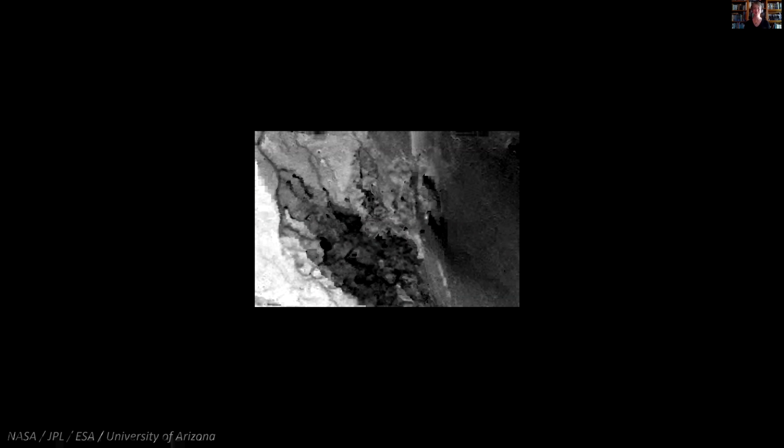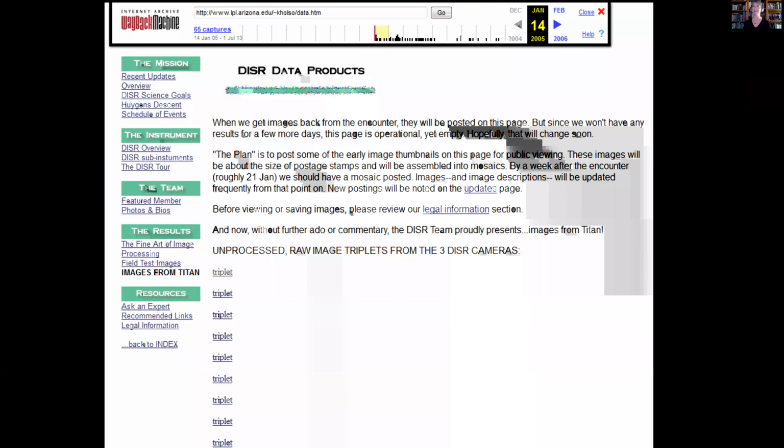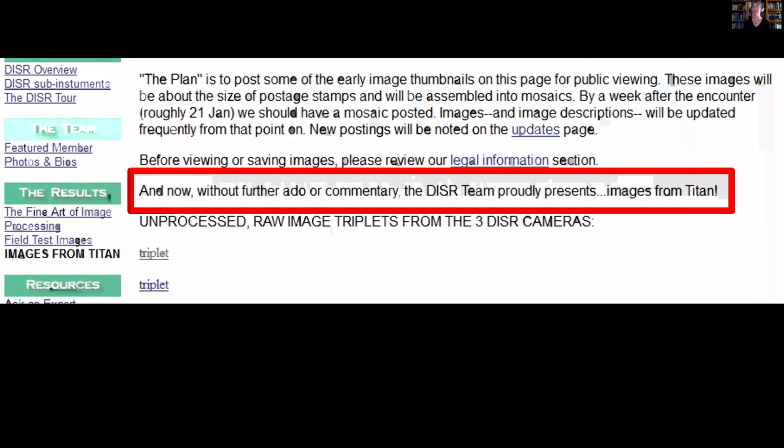But the speechifying continued, and there was still no image release on the web, and the rumors were flying in the press room. After the dinner was over, I was back in the press room at my computer, and somebody sent me a link to this website on the University of Arizona website that said, and now without further ado or commentary, the Descent Imager and Spectral Radiometer team on Huygens proudly present images from Titan.